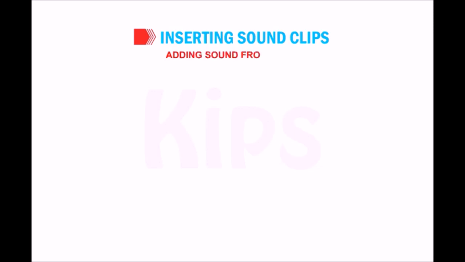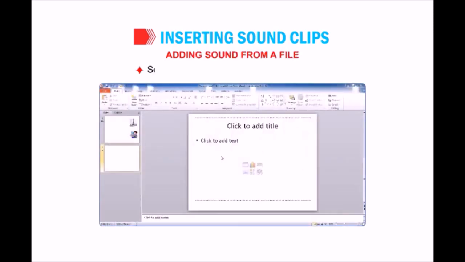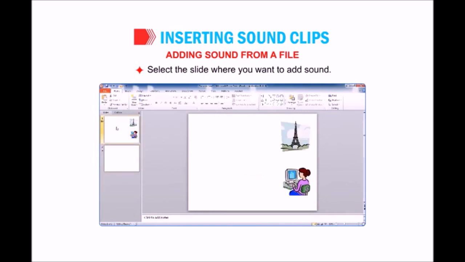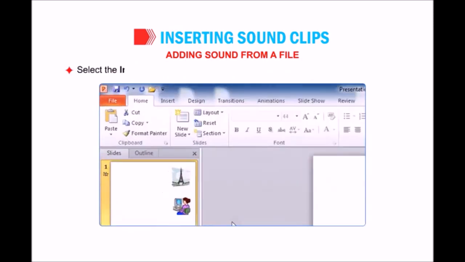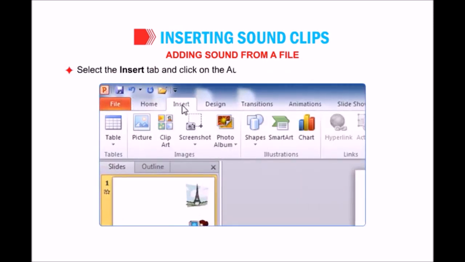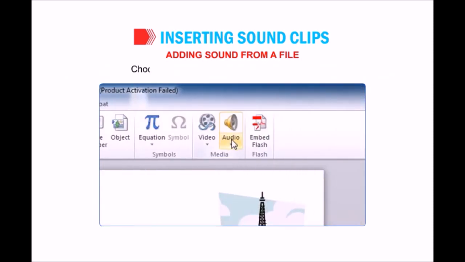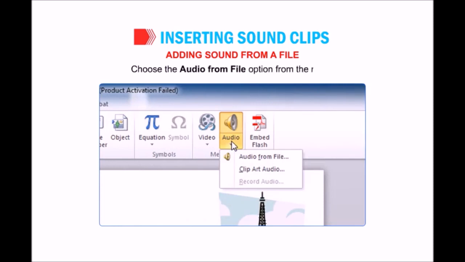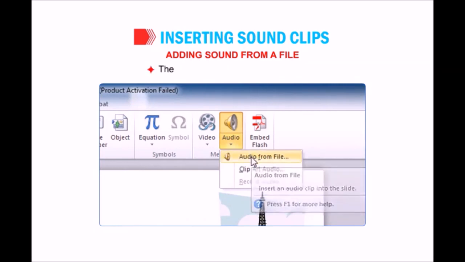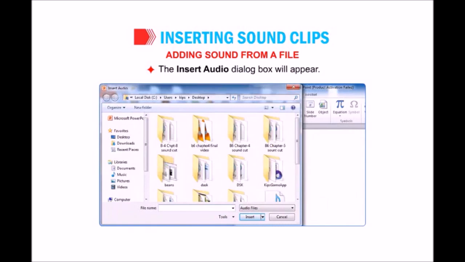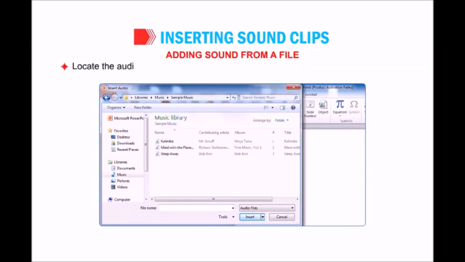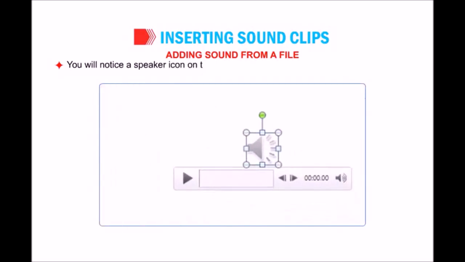Adding sound from a file. Select the slide where you want to add sound. Select the Insert tab and click on the Audio drop-down arrow in the Media group. Choose the audio from the File option from the menu. The Insert Audio dialog box will appear. Locate the audio folder on your computer and select the required file. Click on the Insert button. You will notice a speaker icon on the slide.